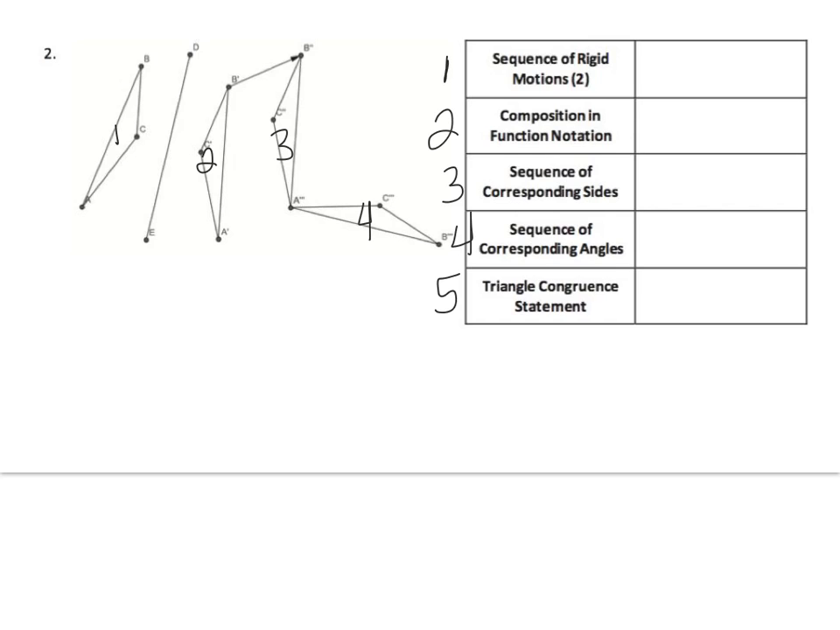I see way more than 2. I must have copied the wrong table for this one. That's okay. There are definitely 3 motions. So first we're going to do a reflection, then a translation, then a rotation.